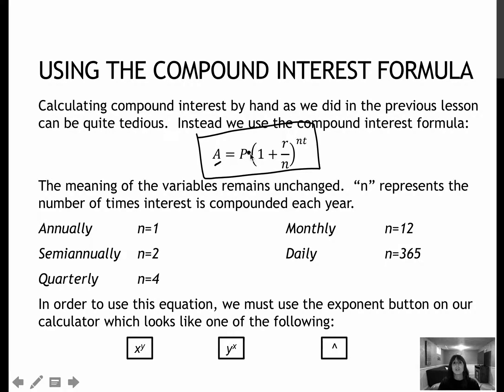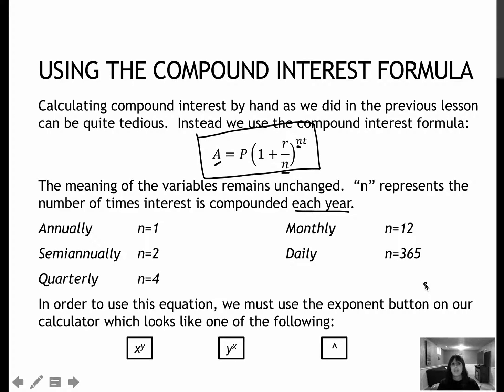A, of course, means accumulated, P still means principal, R still means rate, T still means time, but we've got this little extra variable that happens a couple of times, and N represents the number of times interest is compounded each year. Every year it's compounded a certain number of times. So annually means that it's compounded once per year at the end of the year. Semi-annually, of course, twice a year. Quarterly means 4 times per year. Monthly, there are 12 months, so N would be 12. Daily, there's 365 days in a year, so 365.